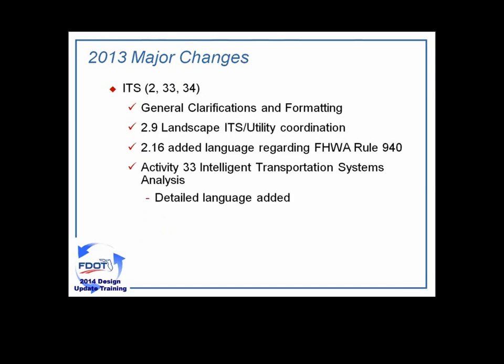Changes to ITS include an update to the language in Task 33.1, ITS analysis. This section was updated regarding closed-circuit TV cameras, vehicle detection devices, and highway advisory radio signs. Section 2.16 was updated to include language regarding FHWA Rule 940. Additionally, it should be noted again that coordination efforts between ITS and landscape architecture have been identified in Section 2.9 of the Scope of Services.